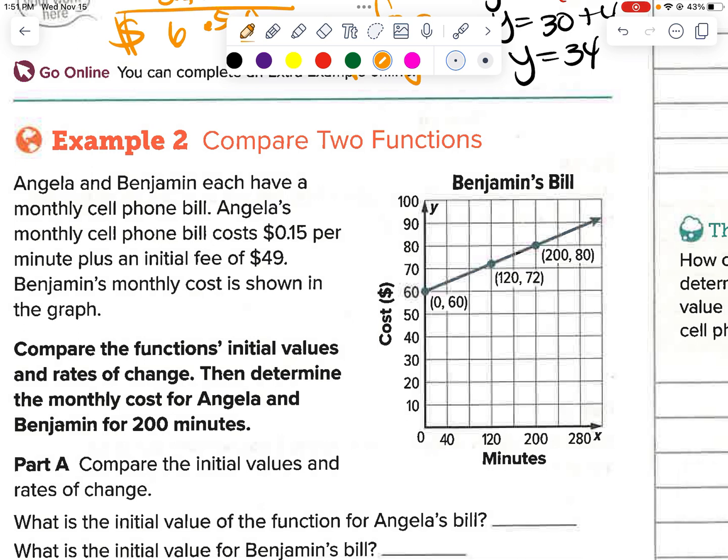Okay, let's look at this next one. Angela and Benjamin each have a monthly cell phone bill. Angela's monthly cell phone bill costs 15 cents per minute plus an initial fee. Benjamin's monthly cost is shown in the graph. Compare the functions, initial values, and rates of change.